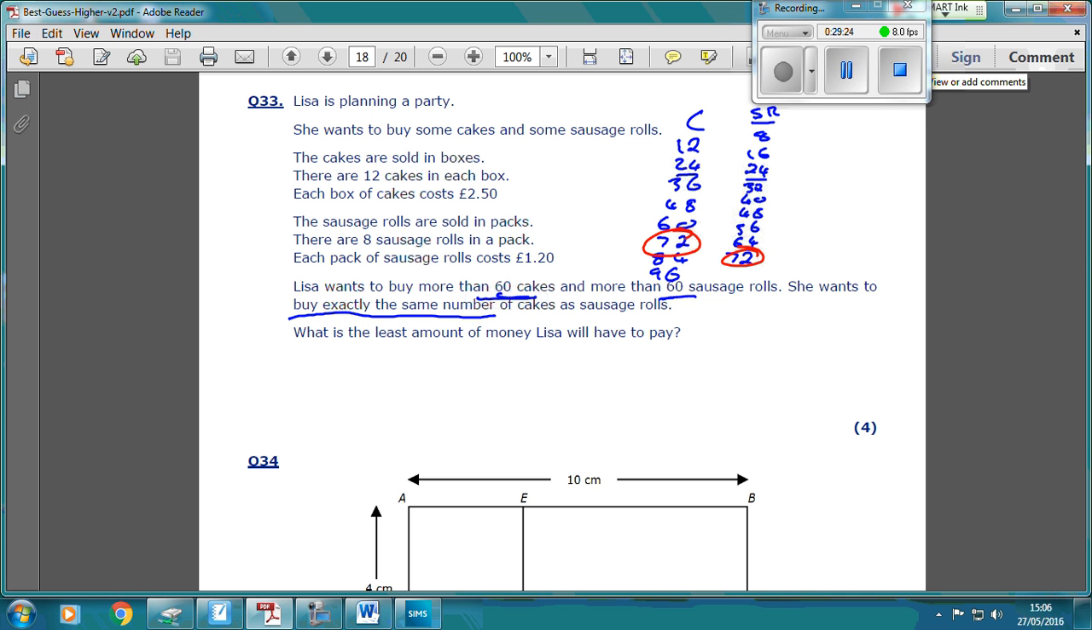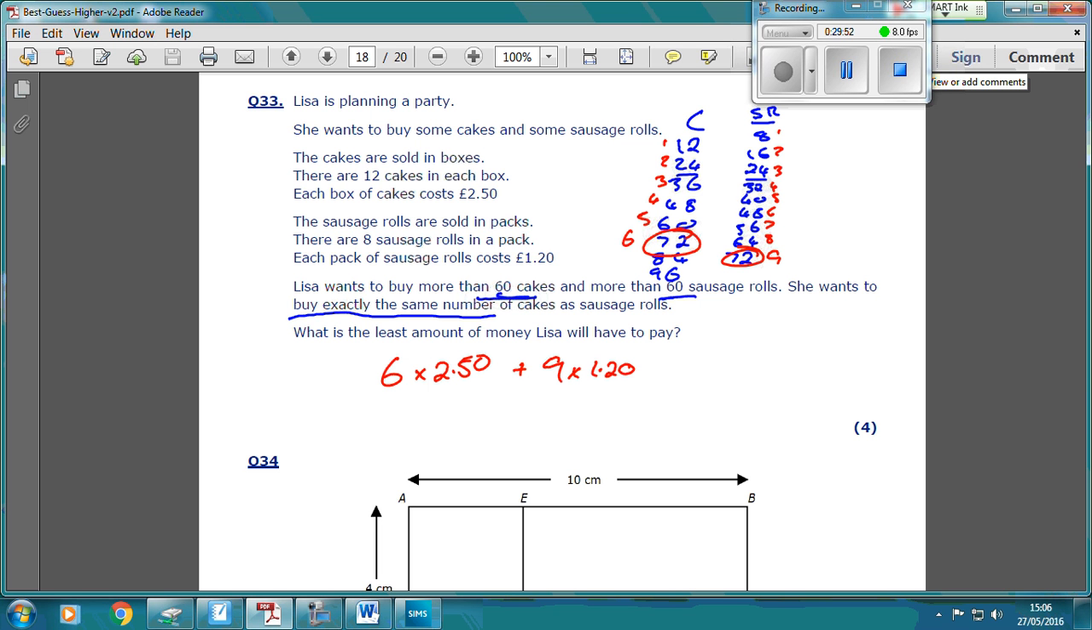So what that means is that we need to buy, how many boxes of cakes? We need to buy 1, 2, 3, 4, 5, 6 boxes of cakes. So we need to do 6 boxes of cakes at £2.50 each. We're going to need to add to that 1, 2, 3, 4, 5, 6, 7, 8, 9 boxes of sausage rolls, and the sausage rolls cost £1.20.